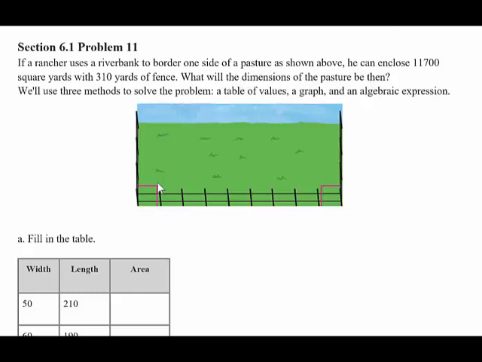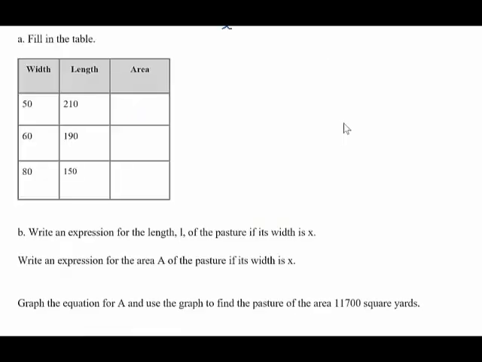Okay, so let's label the diagram. We're going to have the length, we'll just make that the longest side of the rectangle, and then the width. And notice altogether we have just one side of L that needs to be fenced and two sides of length W. Okay, so we're going to start by filling in the table.